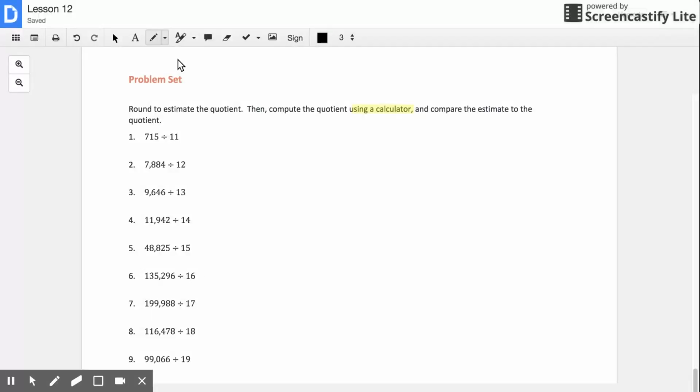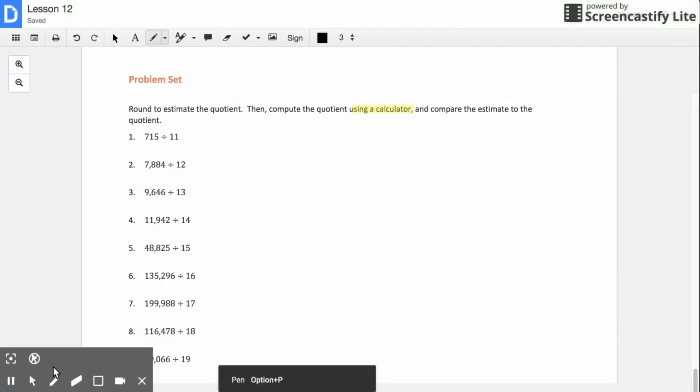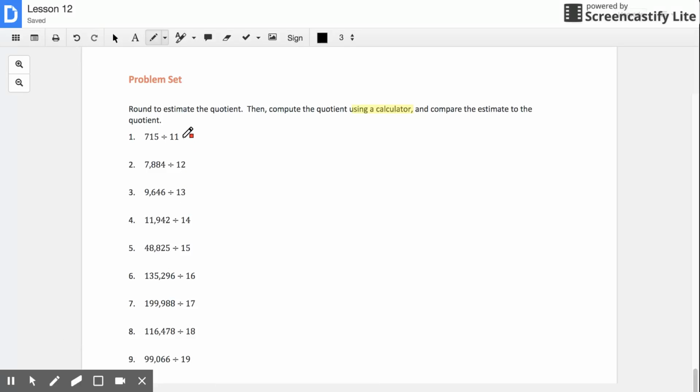So there should be two things. There should be an estimate, and if you want, you can just write the actual answer and calculate that first, and then, well, in fact, let's do that. We'll do this one together. So let me warm up my calculator because I haven't done this one yet. So if we calculate 715 divided by 11, that'll give us the quotient of 65.